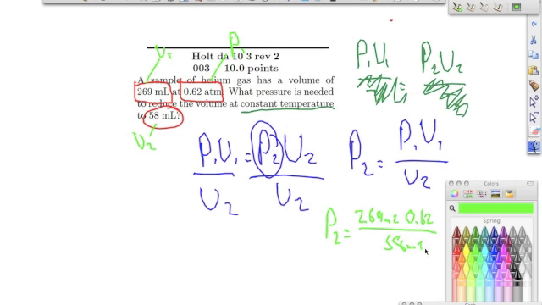58 milliliters. Okay, and when we plug this in the calculator, make sure that you put parentheses around the numerator and parentheses around the denominator. Don't put them around each number, put them around the entire numerator and the entire denominator, and we should get an answer right around 2.88 atmospheres.